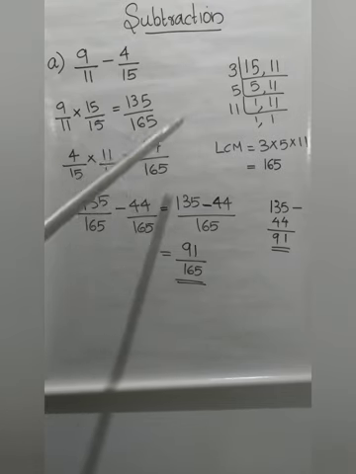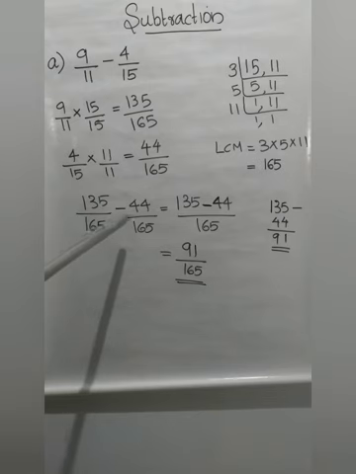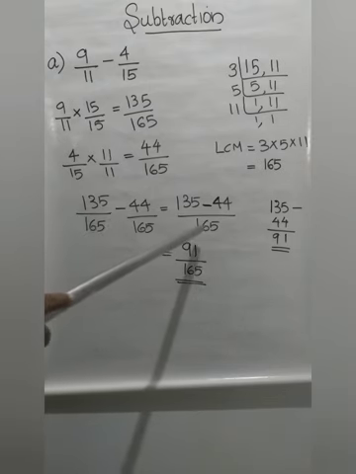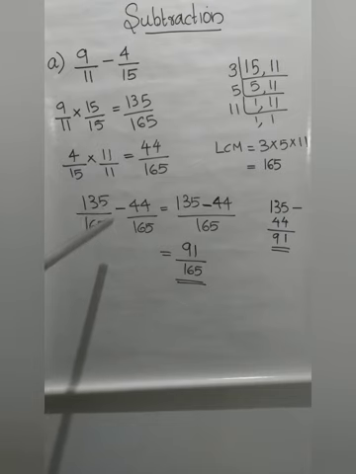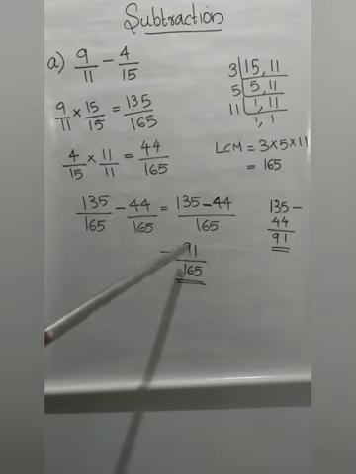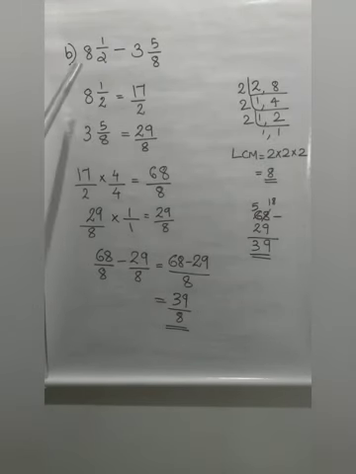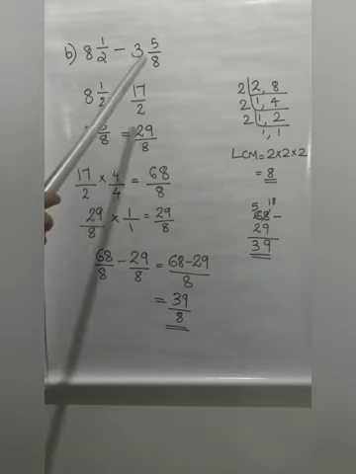Now we have to subtract. I said we write the common denominator as it is. Then only the numerator we subtract. So, 135 minus 44. Subtracting, you get 91 by 165. Next example, 8 1 by 2 minus 3 5 by 8.